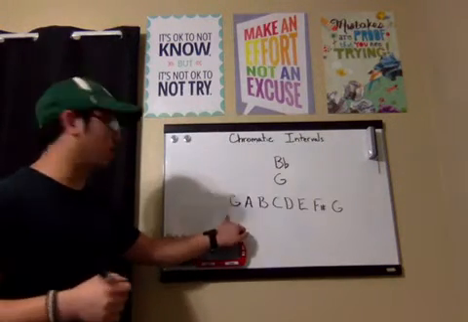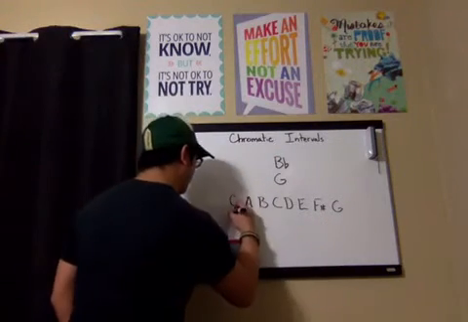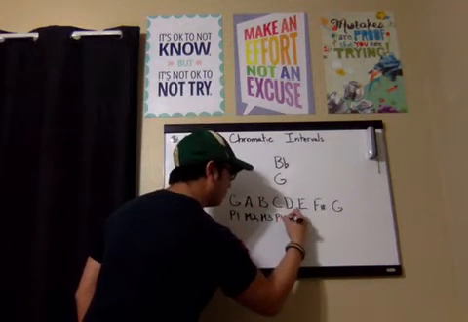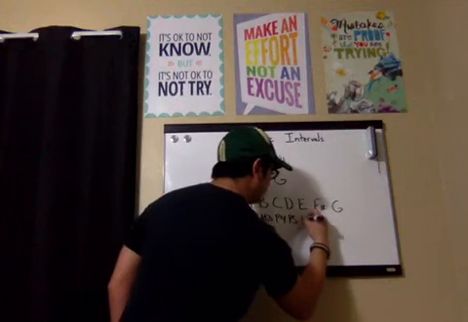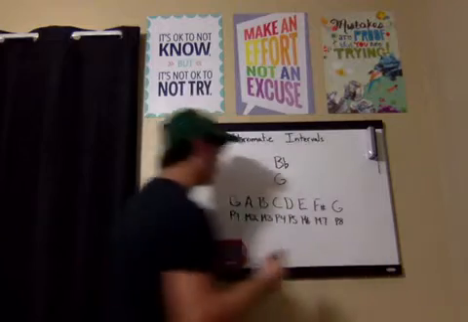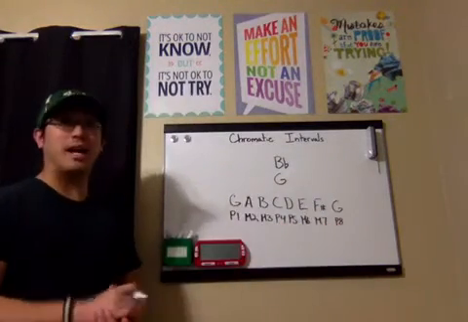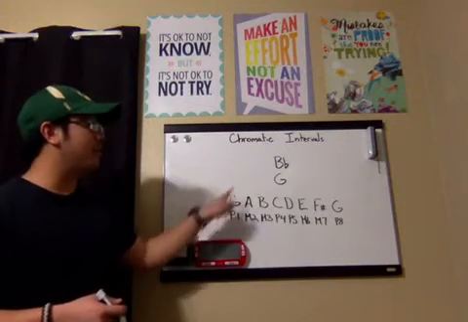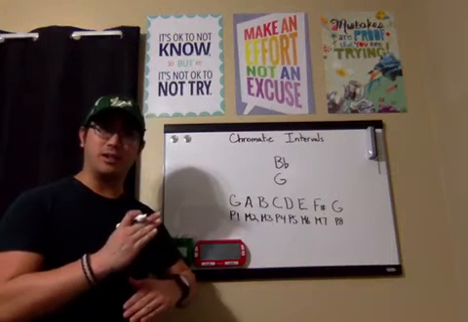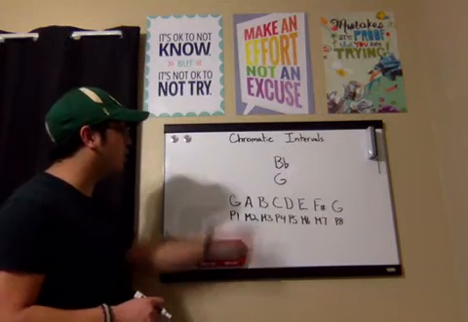The next step I'd ask you to do is to label all of the diatonic intervals underneath. And if this was a diatonic interval, we would be done. However, B flat does not exist in the G major scale. So here's where we have to split off a little bit. The next step for a chromatic interval would be to find the closest letter.